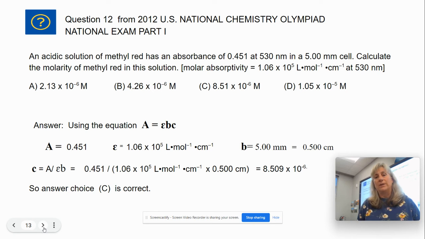So first of all, the kids need to understand that they don't need to do anything with the 530 nanometers. That's not in the equation. It's just telling you what the wavelength of light was that was sent through.